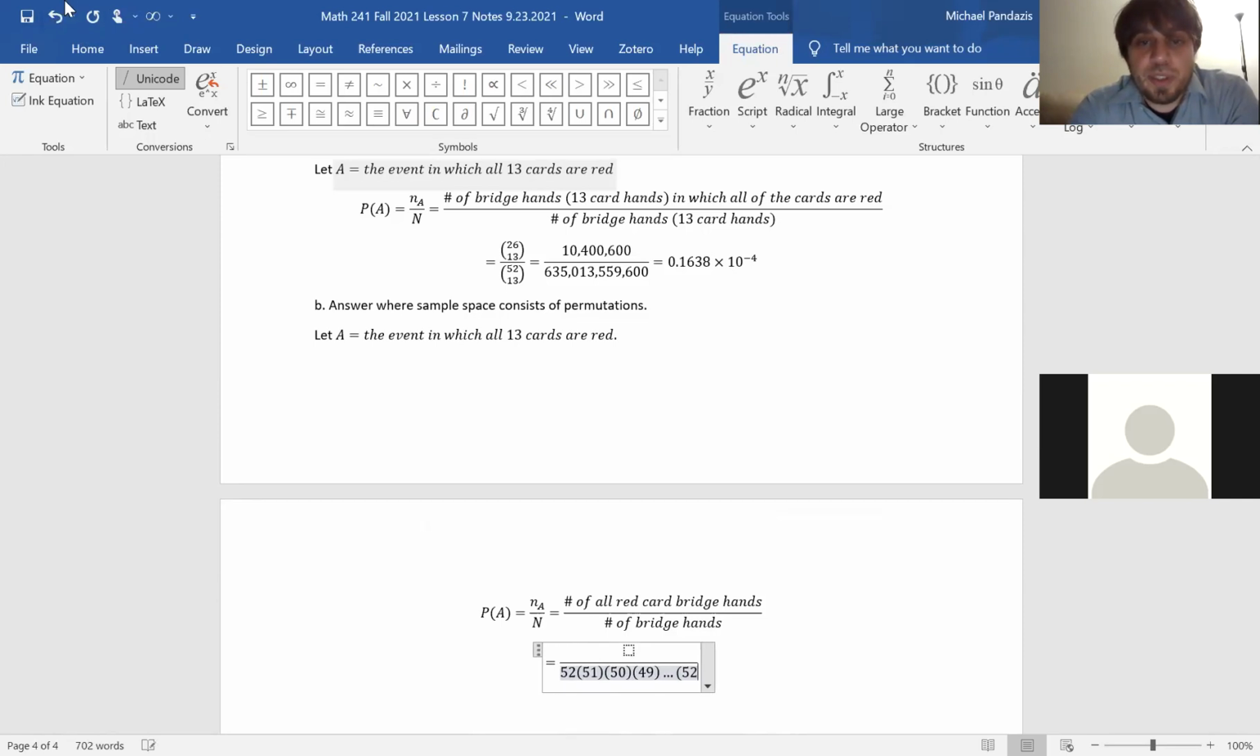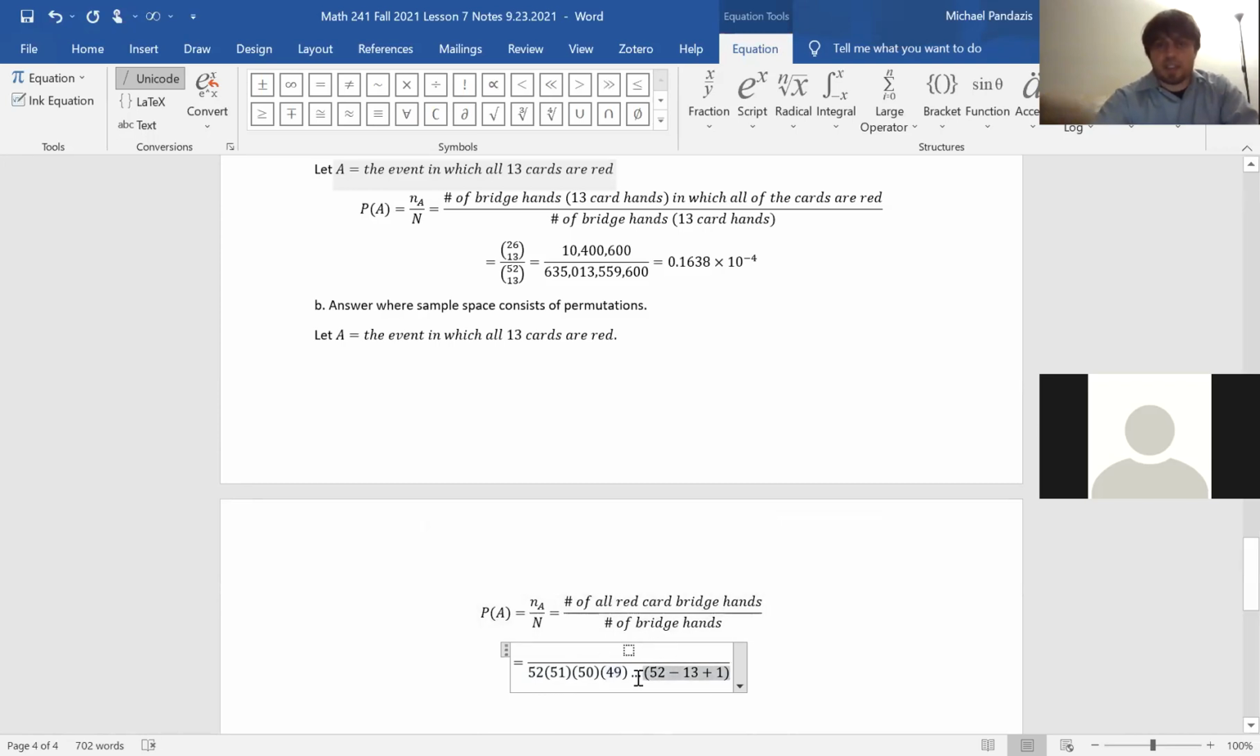So that's 52 minus 13 plus 1 for the last factor. So 52 minus 13 is 39, and plus 1 is 40. So this last number is 40. So it's 52 times 51 times 50 times 49 times 48 times 47 times 46 times 45 times 44 times 43 times 42 times 41 times 40.